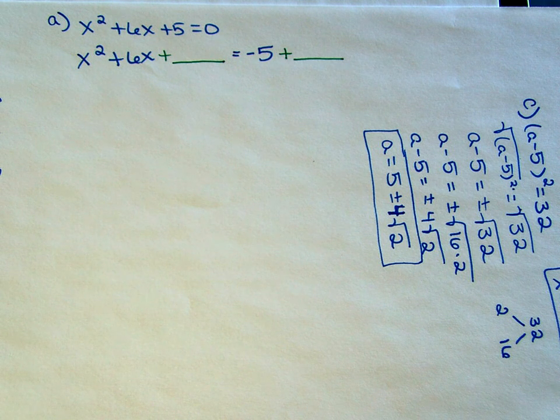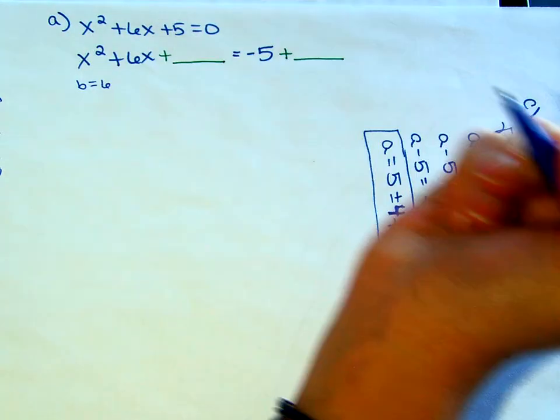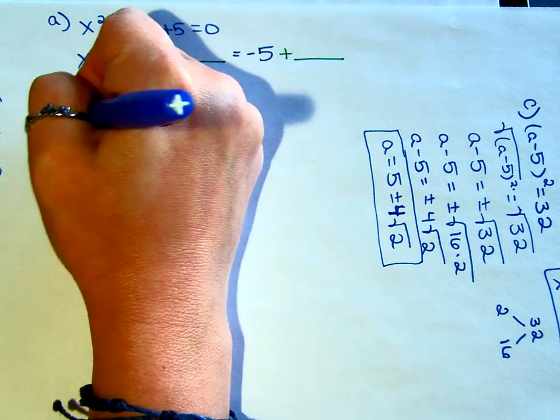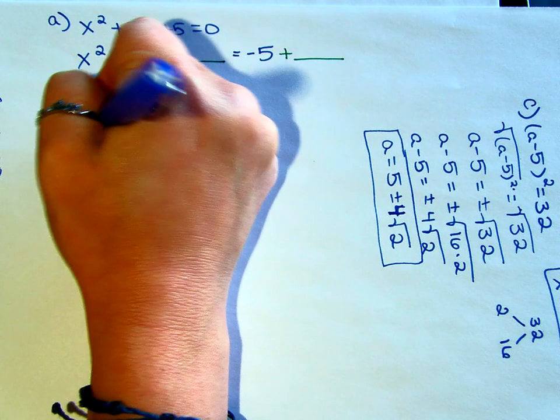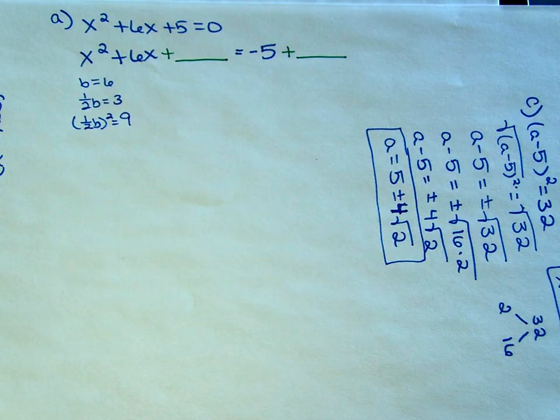That's my personal preference. You totally don't have to do it that way. For me, it's a visual reminder that I have to add to both sides of my equation. It keeps me from making some stupid mistakes. So now, step 3, I'm going to list my b. My b is 6. Then I'm going to figure out what 1/2 b is, which is 3. And then 1/2 b squared would be 3 squared, which is 9. That 9 is what I put in my blanks.